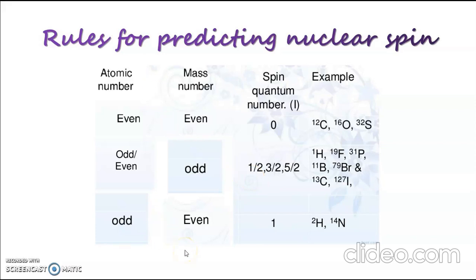Then for atoms having even mass number and odd atomic number, such as deuterium, nitrogen, etc., they have integer values of spin: 1, 2, 3, etc. Here for deuterium and nitrogen, one can have 1, 2, 3, etc. for different nuclei. This is a general rule regarding the prediction of nuclear spin, as it is difficult for us to find out the spin easily.